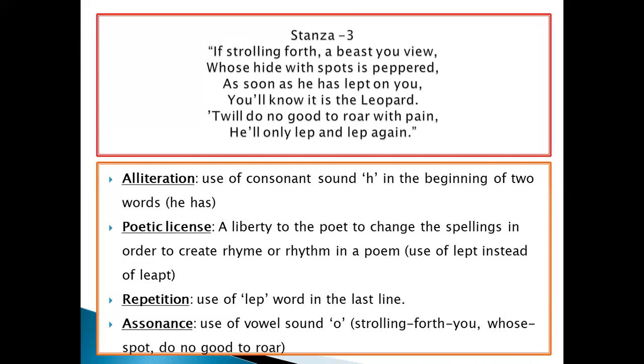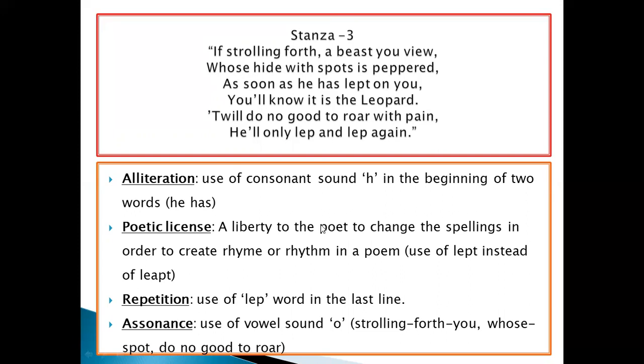Again, alliteration: at the beginning of two words the H sound is repeated. You can see that here. And now poetic license. As I said, the spelling is leaped, but the poet has used leapt. The poet has the liberty to change spellings in order to create rhyme or rhythm in a poem. So the use of leapt instead of leaped is called poetic license.